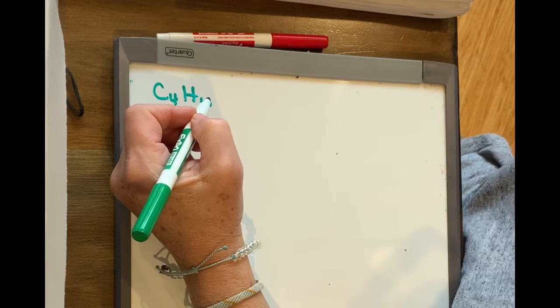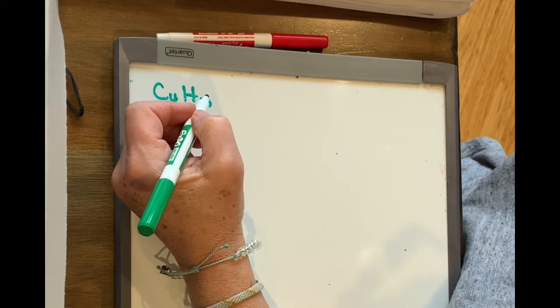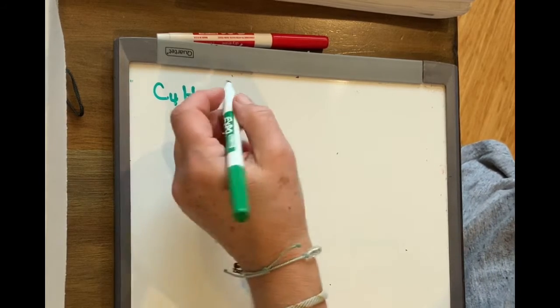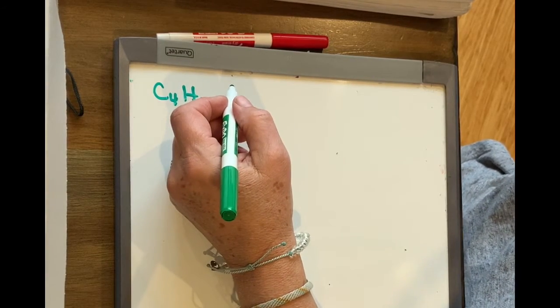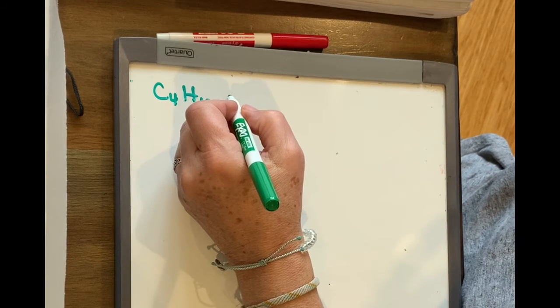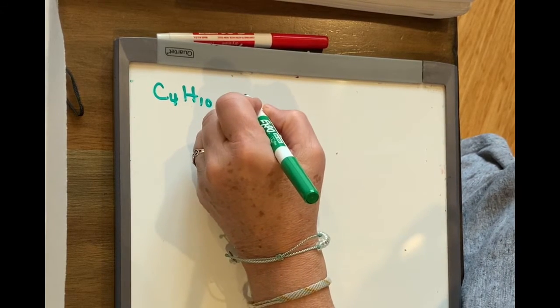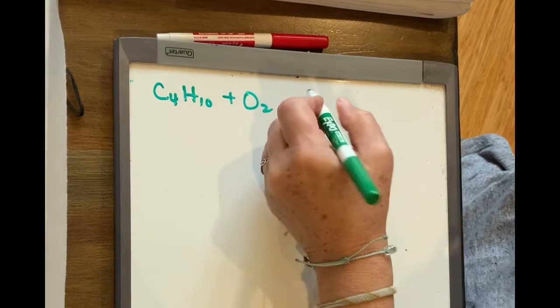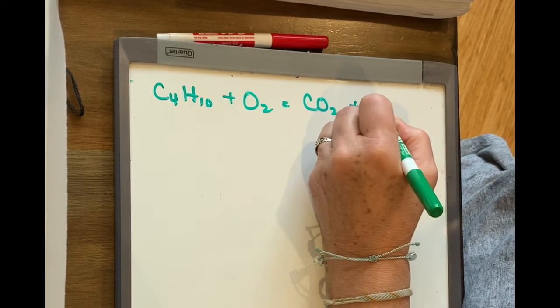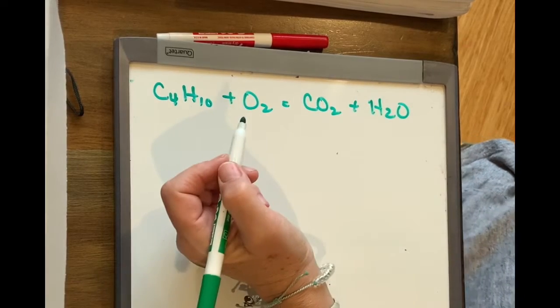C4H10. Assuming it's a complete combustion, what's the delta H for this reaction? Do not use bond energies to solve this problem. Use Hess's law. All right. Well, at this point, we still have to go ahead and do our thing. So we know we add oxygen, and we get carbon dioxide plus water vapor, right?